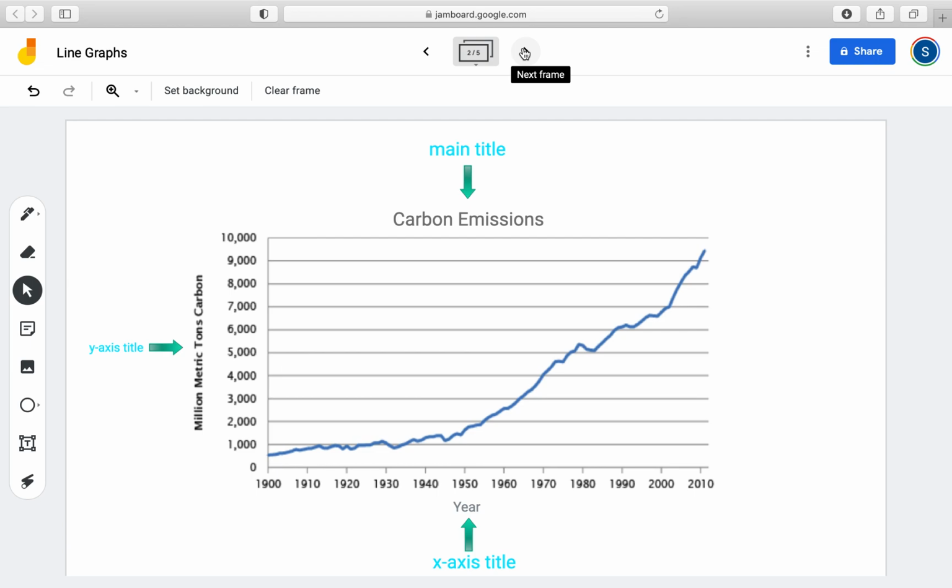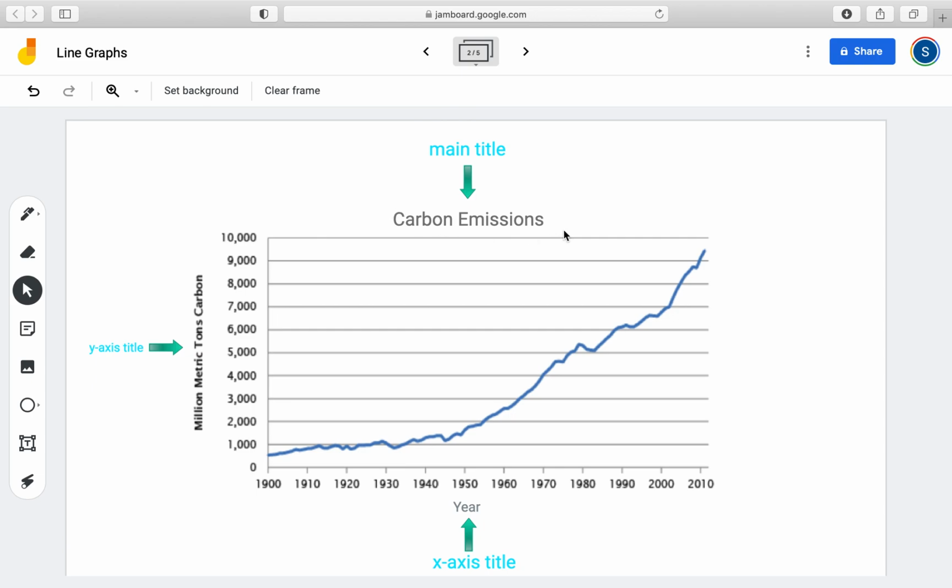a graph. So the first step in understanding a line graph is to look at the title. The title tells us exactly what to expect from the graph. Now, there are three titles to a graph. So the main title is usually on top. Over here, it's carbon emissions.